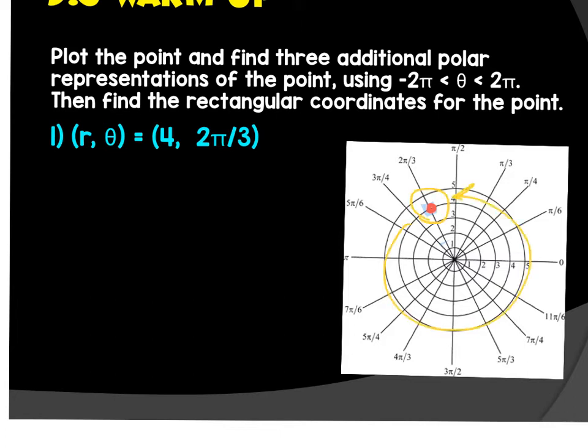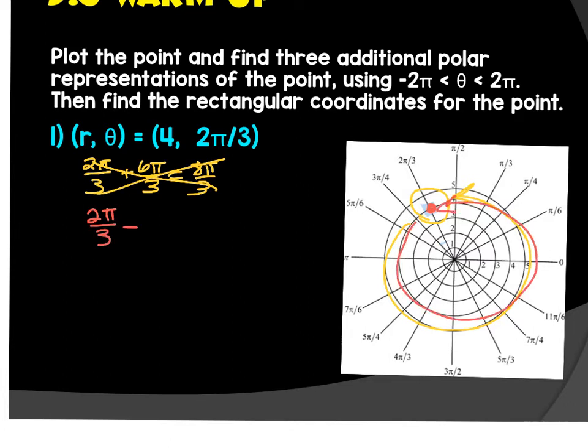If I add 2 pi, does it fall within my 0 to 2 pi range? No, if I took 2 pi over 3 and added 2 pi, which would be 6 pi over 3, I get 8 pi over 3, and that's too big, so that doesn't work. So then if I subtract 2 pi, so if I'm here and I come back around this way, subtract 6 pi over 3, I get negative 4 pi over 3, and that falls within my range. So that's the first representation that I can use. I leave the r, but I added and subtracted 2 pi. This case was the minus 2 pi.